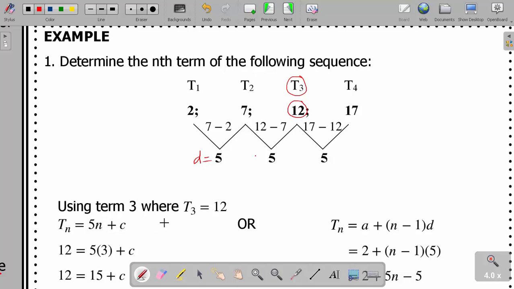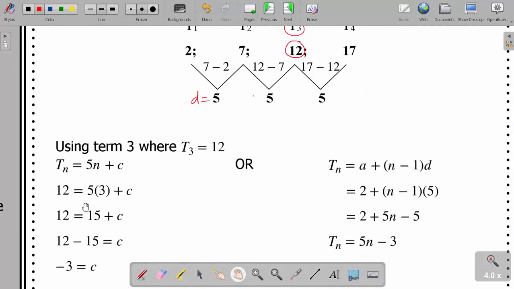Now I'm going to substitute T3. You can use T4, you can use T2, any T which you want. In this case, if I use T3, I'm going to say 12, because that's the third term, that is T1, T2, T3. I'm going to say 12 equals 5 times n, where n is the term number, which is 3, then plus c. So what is 3 times 5? It is 15. What about 12 minus 15? I get my c as negative 3.